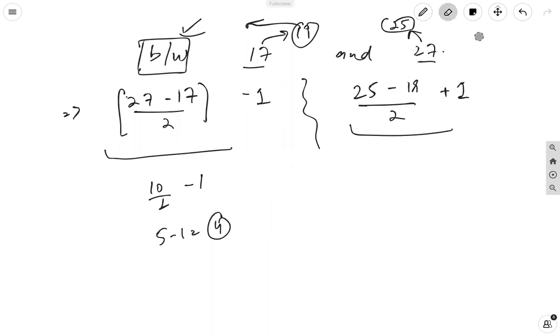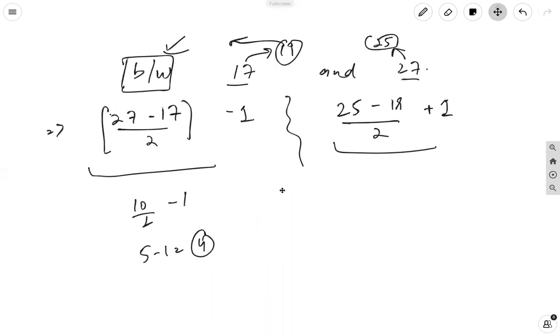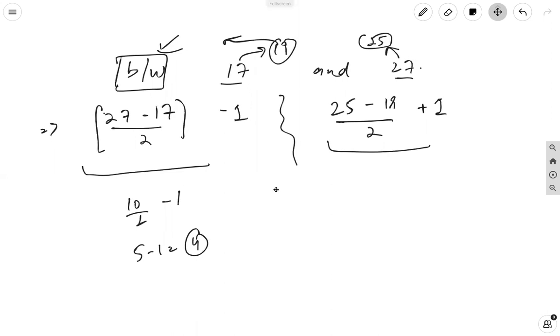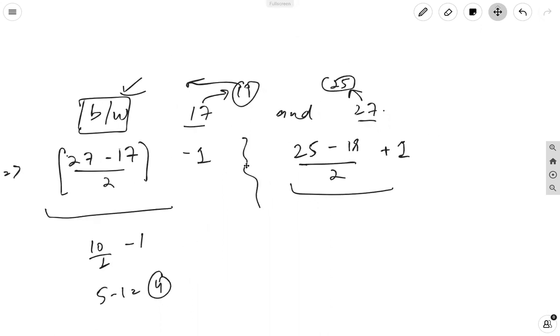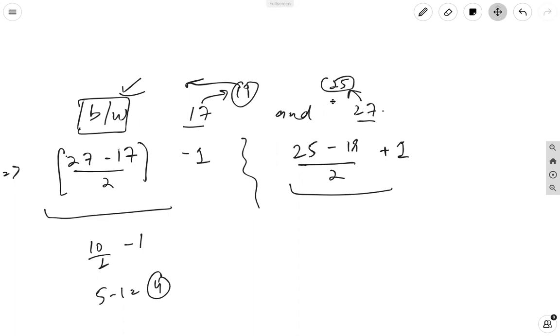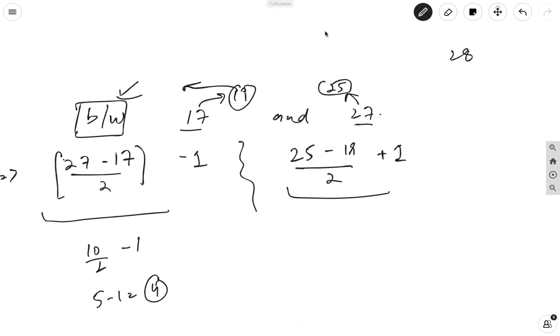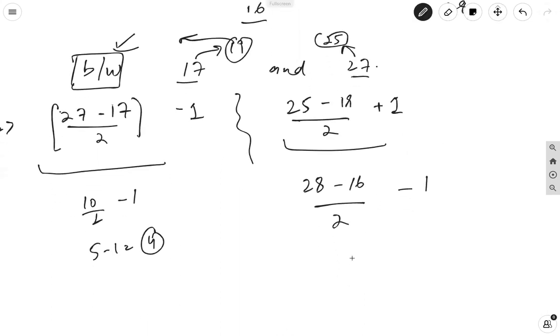Okay, now I get it. We can also do the same for even numbers. That means 28 minus 16 divided by 2 minus 1. We also get 5. Is it correct? Which way? 28 minus 16 divided by 2, minus 1. If you do 28 minus 16 divided by 2 minus 1, what is the answer? 12 over 2, which is 6, minus 1, this is 5.